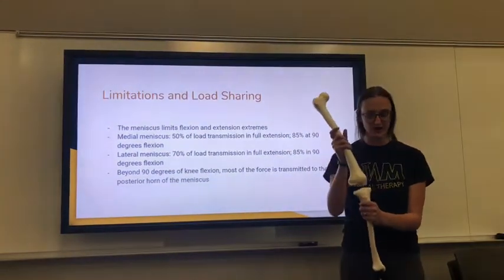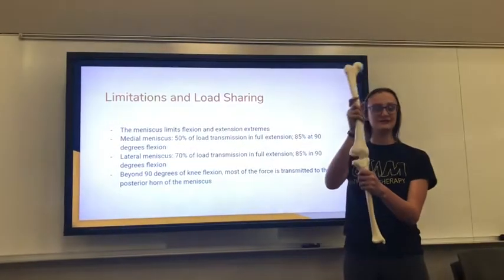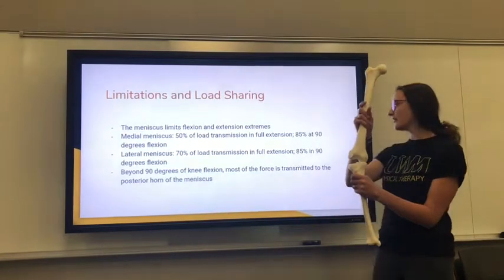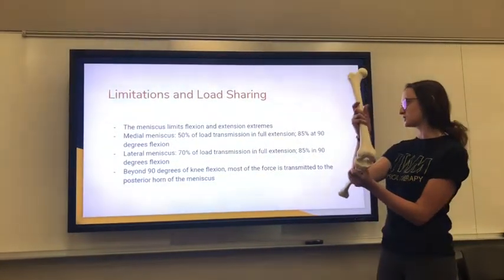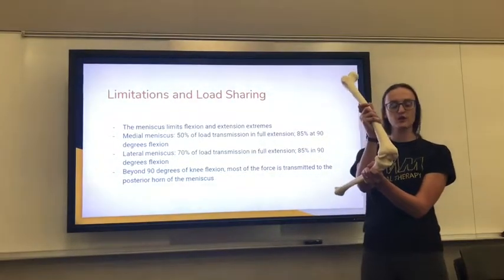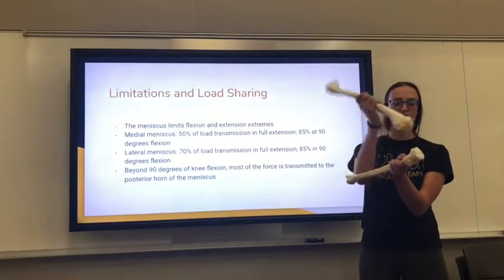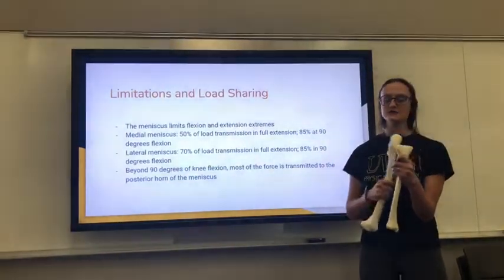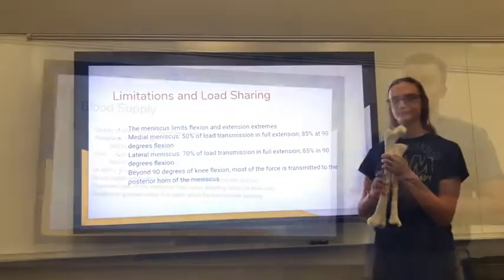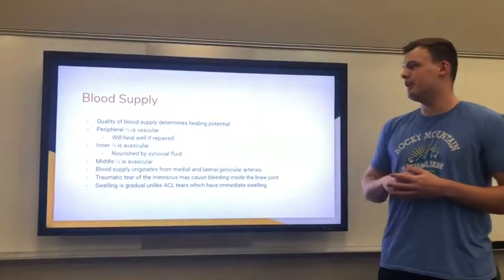When we are doing full range of motion though, that is allowed. The medial meniscus takes on about 50% of the load when we're in full extension, and the lateral would take 70% of that load. Then when we're at 90 degrees of flexion, both of them are going to have an equal 85% of pressure for that load. And anything past 90 degrees of flexion, the posterior horn is going to take most of that load.